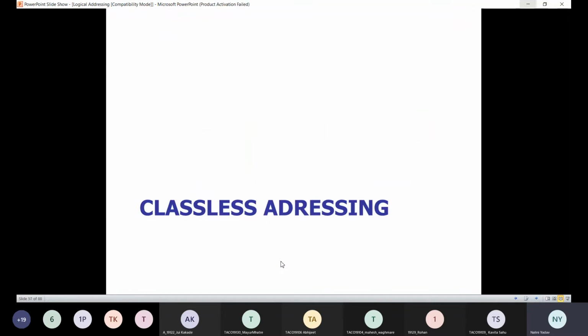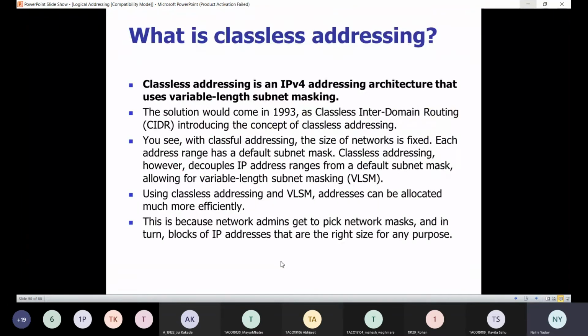This classless addressing is an IPv4 addressing architecture that uses variable length subnet masking. There is one solution which came in 1993, classless interdomain routing, also called CIDR. This CIDR introduced the concept of classless addressing. Before that, we were using classful addressing, and as we found many disadvantages of classful addressing, we moved to classless interdomain routing, that is CIDR addressing.